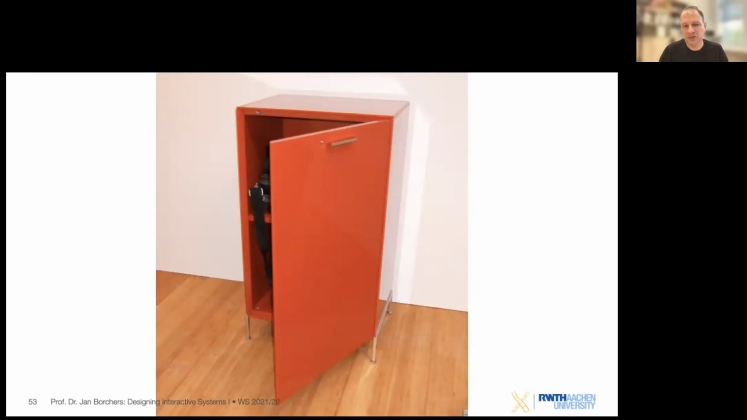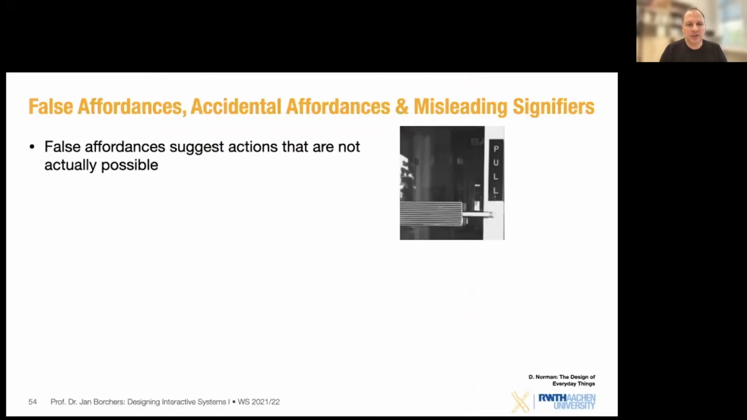Again, not what you would expect, right? And this is so easy to fix, right? You would just have to put the handle over to one corner of the lid there, maybe even turn it around by 90 degrees, and then everybody would expect it to open just like a fridge, right? Because that's what this is doing. So what we're seeing here are false affordances, accidental affordances, and misleading signifiers.